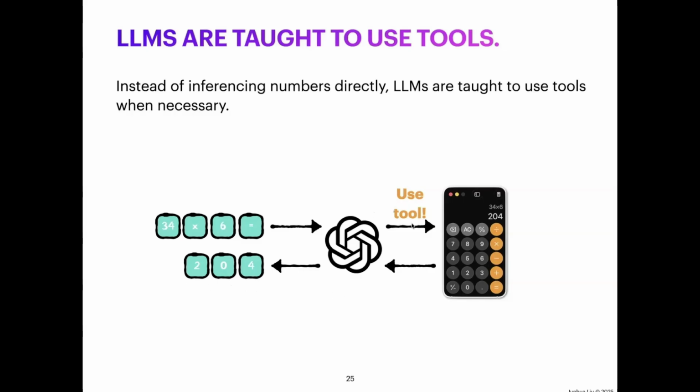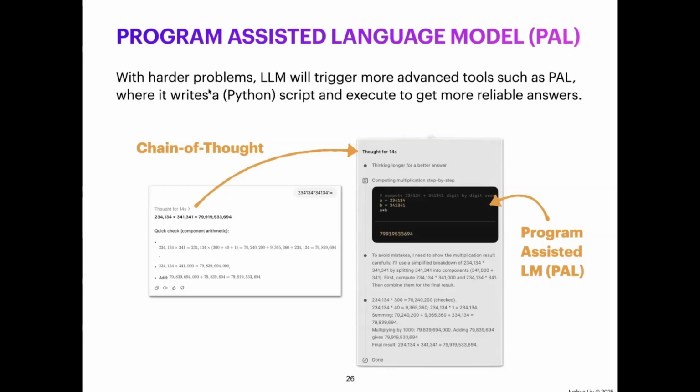By simply using tools, large language models will be able to solve mathematical or other logical tasks much more accurately than with direct inferencing. With harder problems, large language models will trigger more advanced tools. Here, I would like to introduce a practice called program-aided language model, or PAL, which we very commonly see in ChatGPT nowadays.